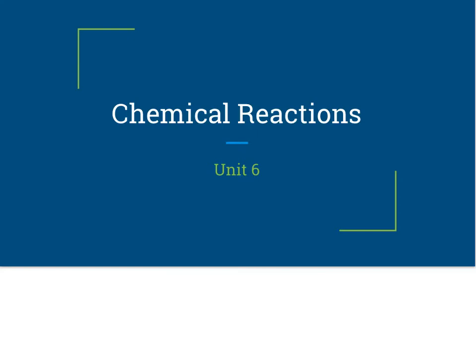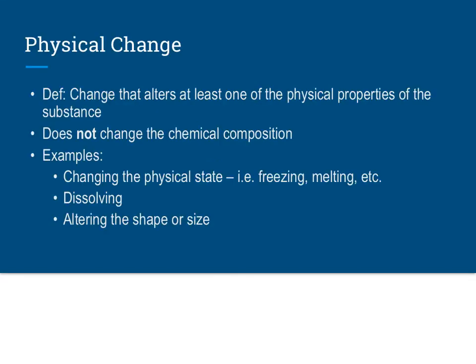So the purpose of video 6.1 is to get you to differentiate between a chemical and a physical change, and also identify changes as being either chemical or physical. A physical change is defined as a change that alters at least one of the physical properties of the substance. When we talk about physical properties, we're talking about things like maybe the shape, the color, something that we could observe with our eyes.